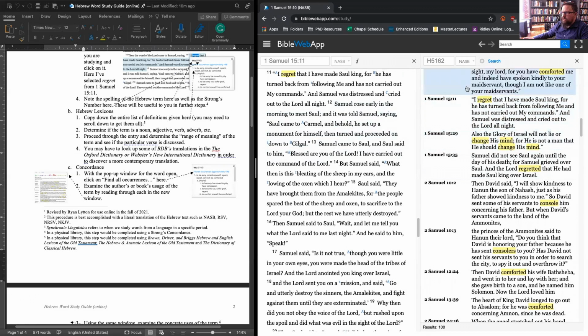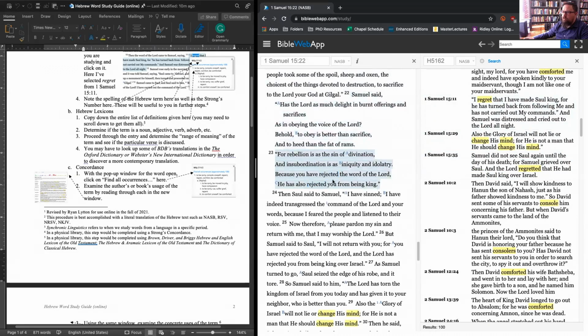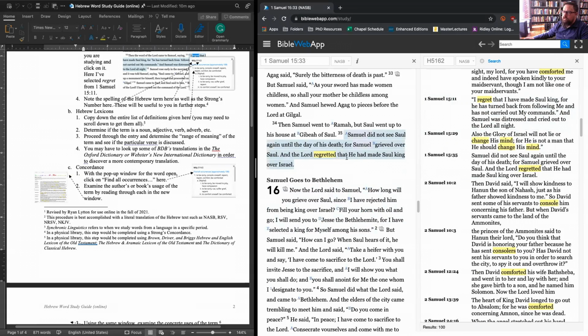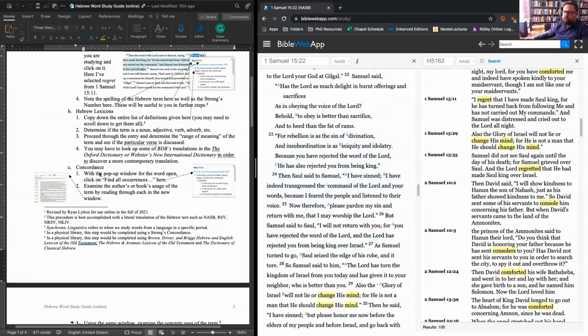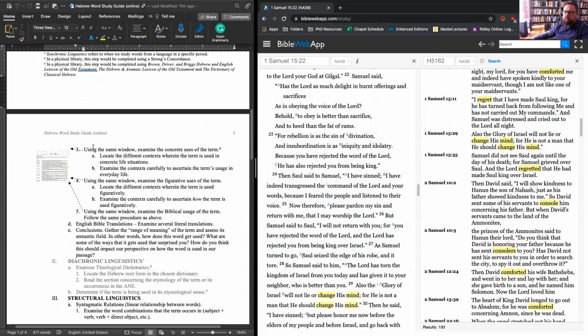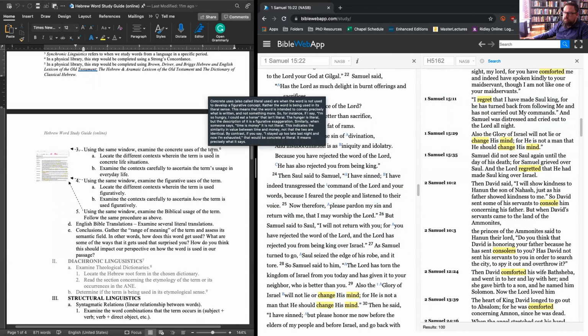And if we click on 1 Samuel 15, we see 1 Samuel 15, regret is highlighted already. If we scroll down, we'll see that change mind is highlighted. If we keep scrolling down, we'll see regretted is highlighted. Okay. And so we want to be able to do that. We want to see how that's being used, right? Using the same window, we want to examine the concrete uses of this word.